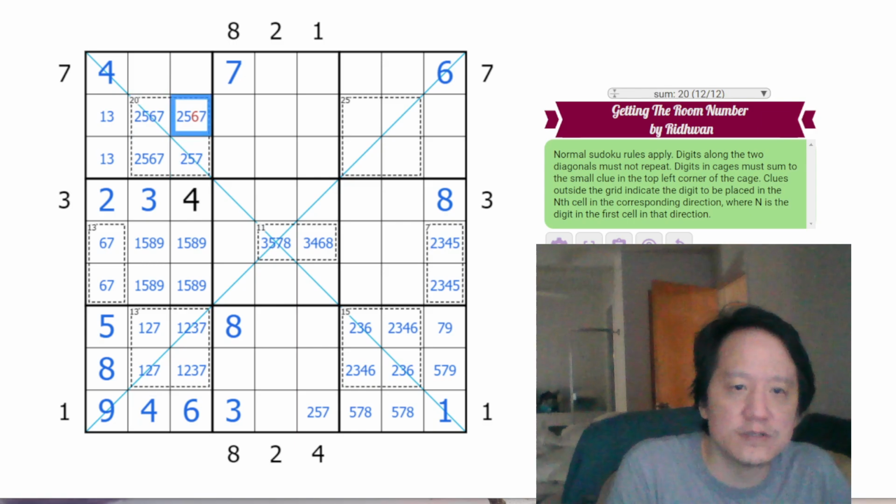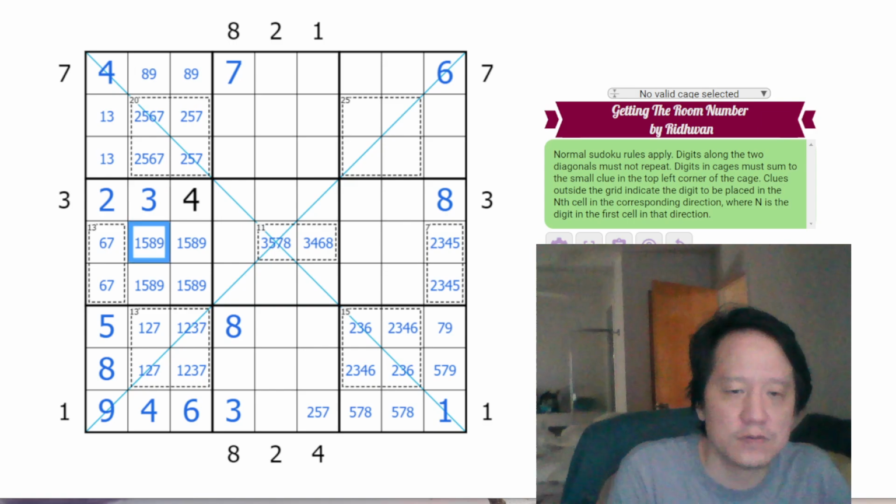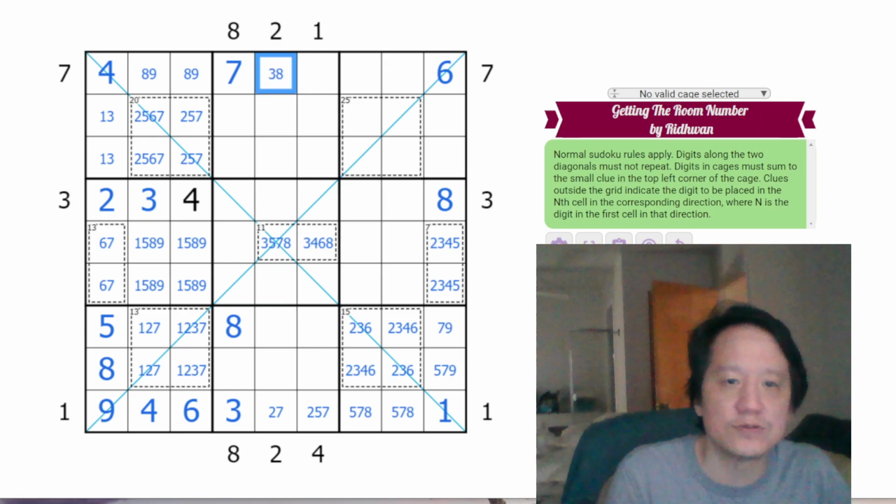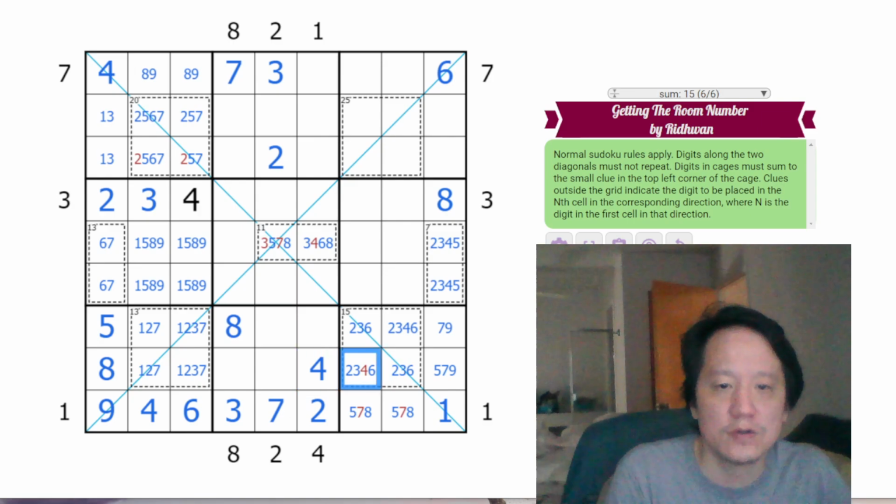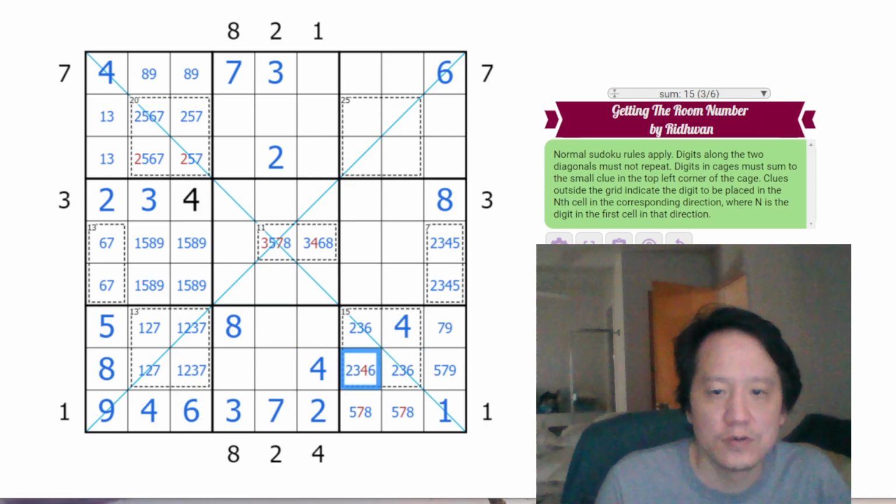This cannot be 6, so this is 8 and 9. Interesting. So we have 2, 5, 7 here also. Which means this has to be 8. Cannot be 5. 8 and 3, but it can't be 8. So this is 3. This is 7. So the 2 would have to be here. So this has to be 2. So this has to be 4. This can't be 4, so that's 4.